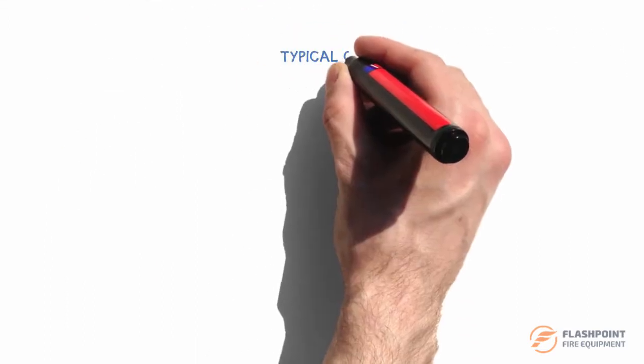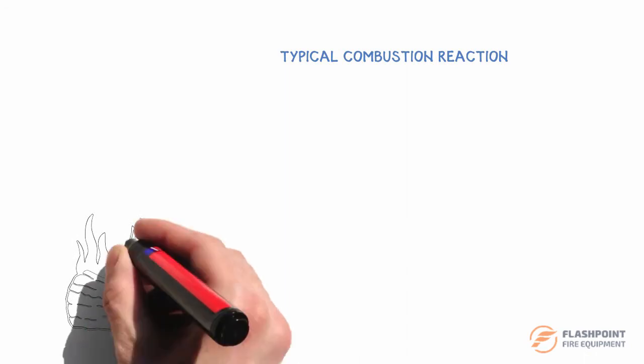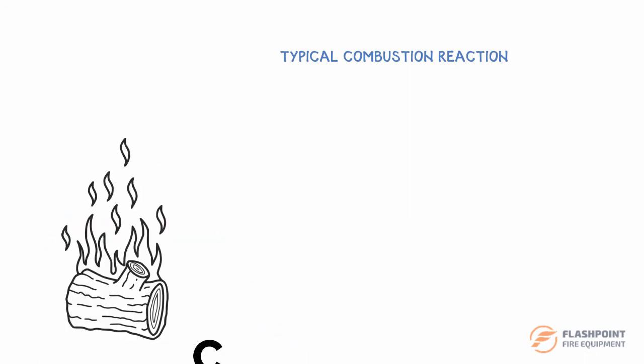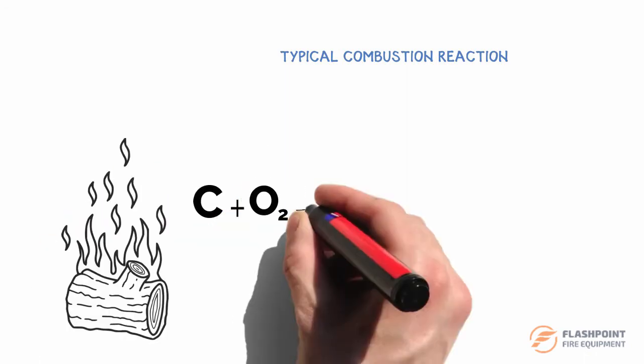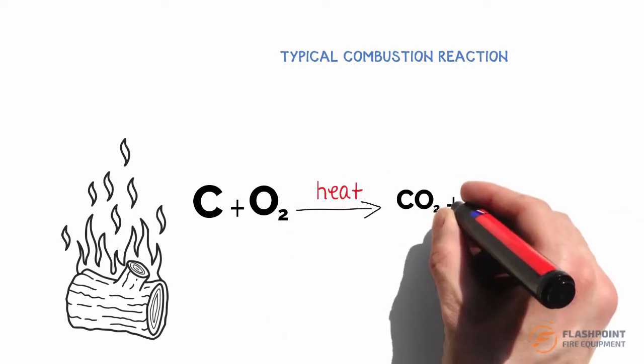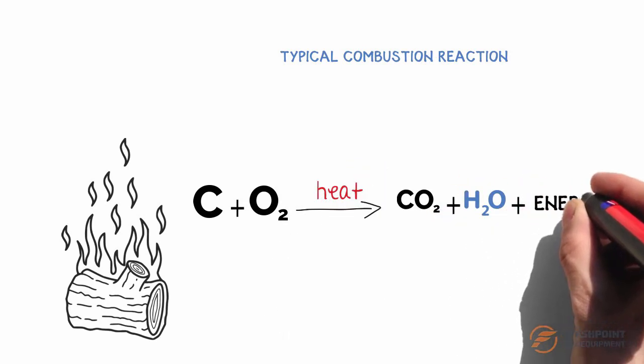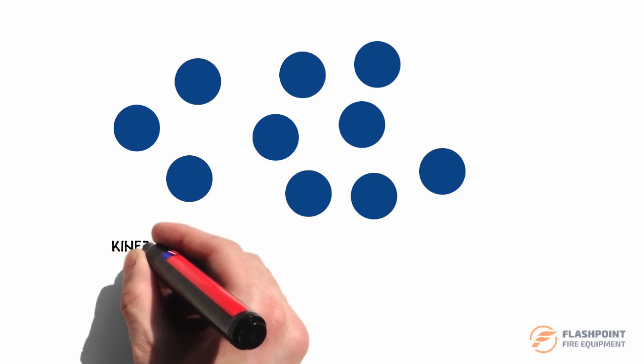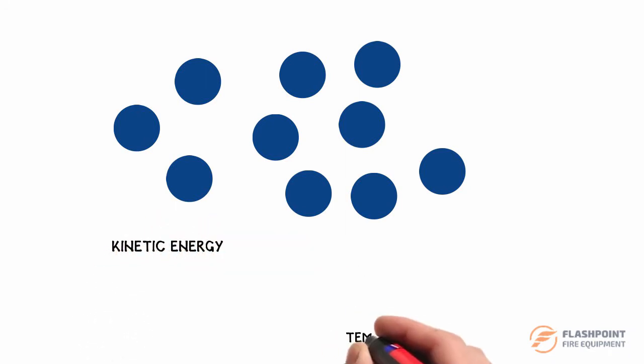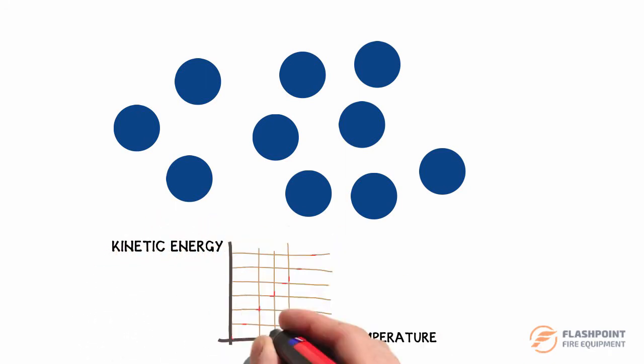In a typical combustion reaction involving Class A combustible materials, you are adding heat to carbon molecules in the presence of oxygen, which produces CO2, water, and even more heat energy than you added in the first place. The energy that is being added and generated during the reaction is going to excite the molecules in and immediately adjacent to the initial point of ignition as they absorb kinetic energy. Temperature is proportional to the average kinetic energy.